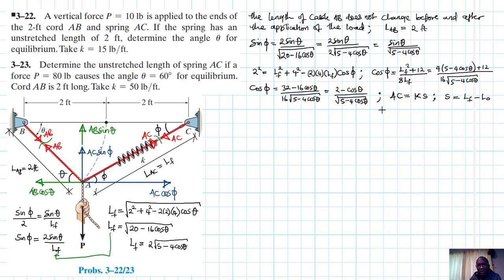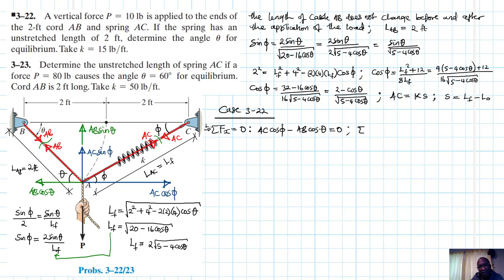With this information, what we need to do now is go to the first case, which is case 3-2. So now we are going to apply the equations of equilibrium. Summation of forces in the x equal to 0, with this direction being our reference. We have AC cos phi minus AB cos theta equal to 0.